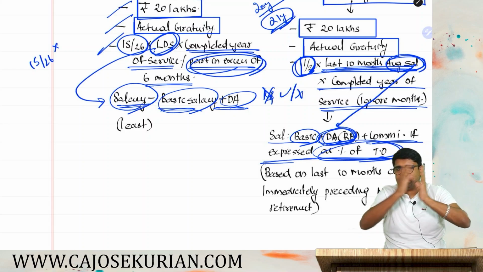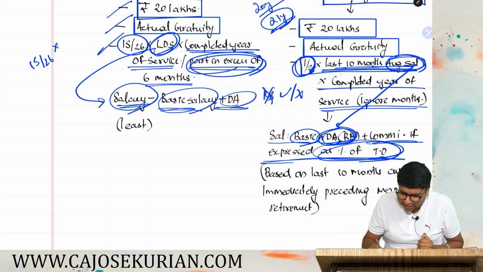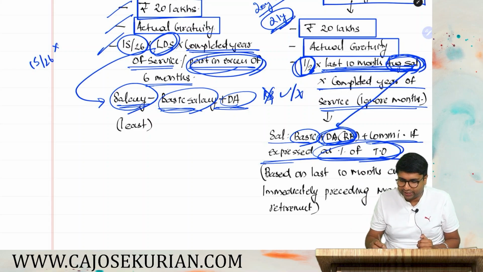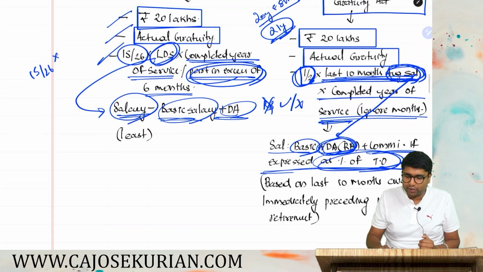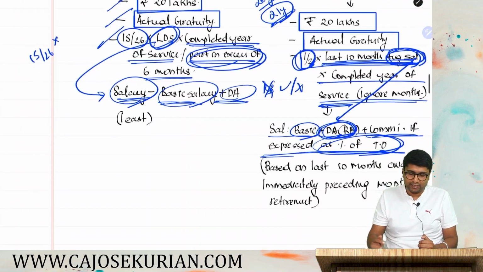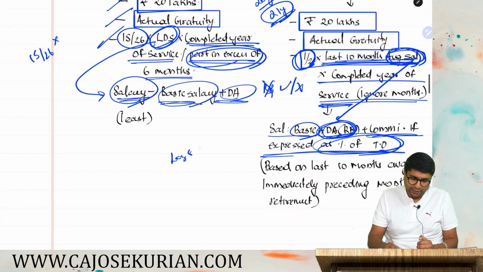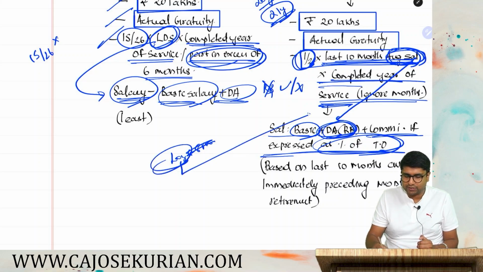That means the last 10 months total divided by 10, because you have to take the last 10 months average salary into completed years of service. So if you are a person not covered under the Payment of Gratuities Act and you have worked for 20 years and 8 months, then what to do? Ignore the months because they are only saying completed years. So 20 years only you are supposed to take.